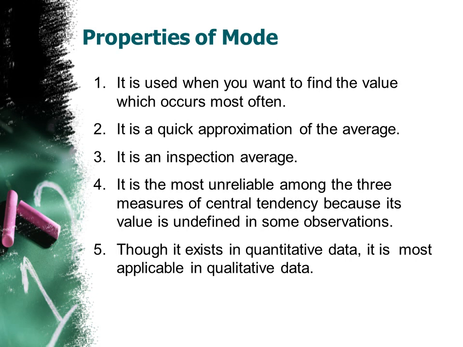The fifth one, though it exists in quantitative data, it is most applicable in qualitative. As I have mentioned earlier, ano yung paboritong ice cream flavor ng mga tao? Then you can use mode to identify the answer. Kung ano yung balik-balik na sagot nila. So those are the properties of mode, and as you can see, this is the most unreliable measure of central tendency because it involves observation alone.